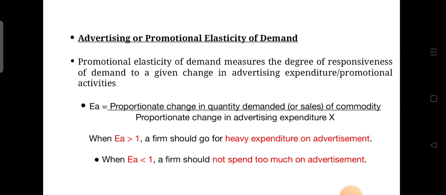And the last but not the least is advertising or promotional elasticity of demand. The promotional elasticity of demand measures the degree of responsiveness of demand to a given change in advertising expenditure or promotional activities. So EA is nothing but the proportionate change in quantity demanded or sales of a commodity divided by the proportionate change in advertising expenditure. When EA is greater than 1, the firm should go for heavy expenditure on advertisement. When it is less than 1, a firm should not spend too much on the advertisement.